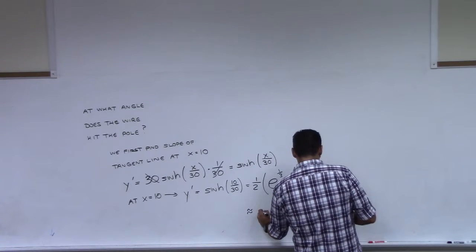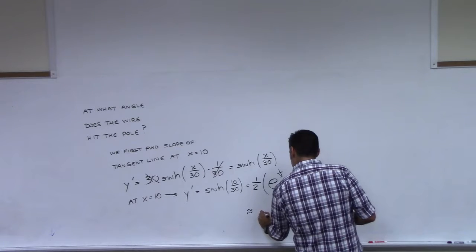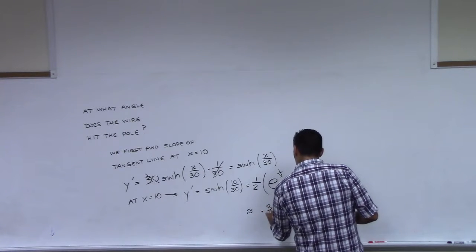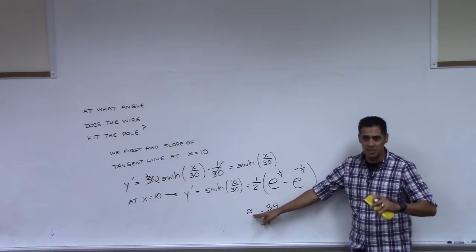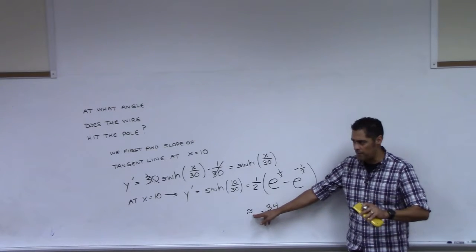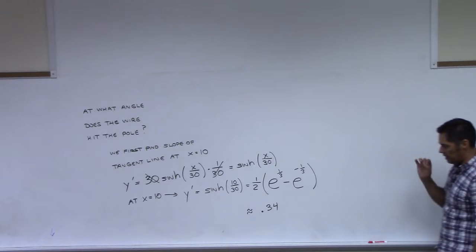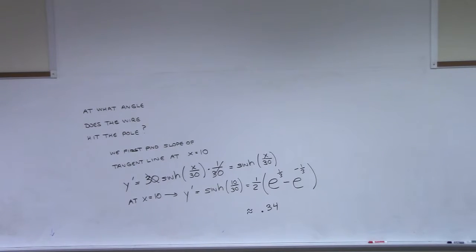About 0.3395, something like that? Can we just say 0.34? And the squiggly equals means approximately, right? That's not just a cute symbol. That's a mathematical symbol. We use it.